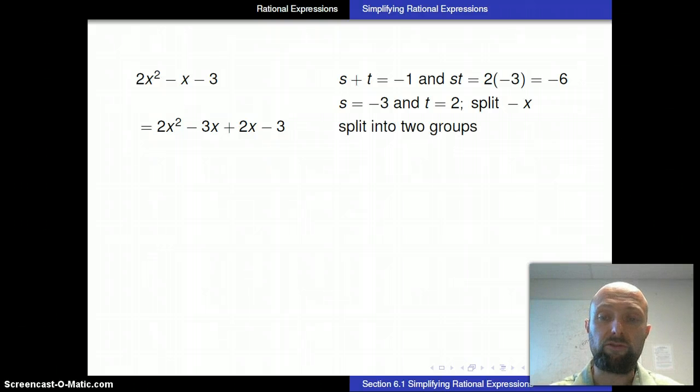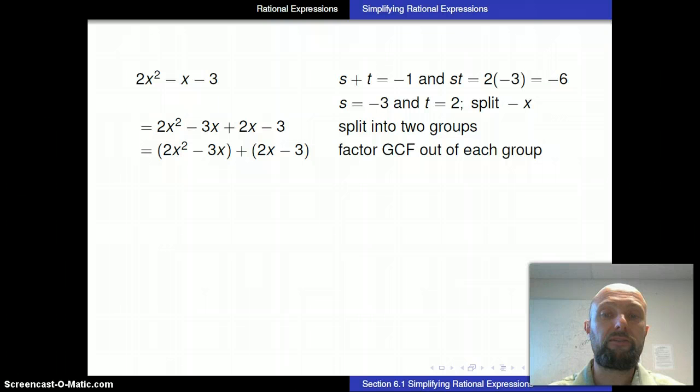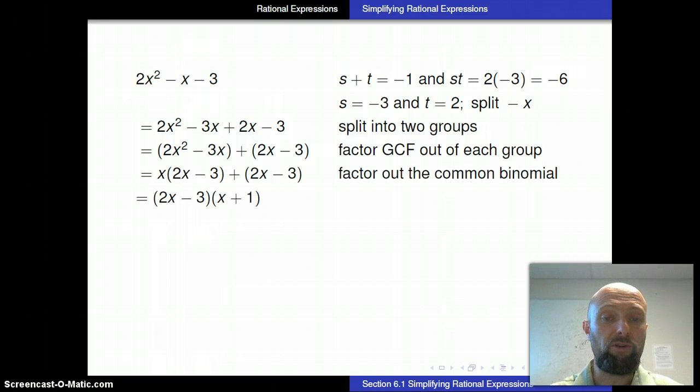Next, we split into two groups. Now we factor out the greatest common factor out of each group. For the first group, we have 2x squared and 3x. The greatest common factor is x, so we factor out x and are left with 2x minus 3. For the second group, 2x and 3, the greatest common factor is 1, so we do not factor out anything. Now we factor out the common binomial, 2x minus 3, and are left with x plus 1, which is our factorization of the denominator.